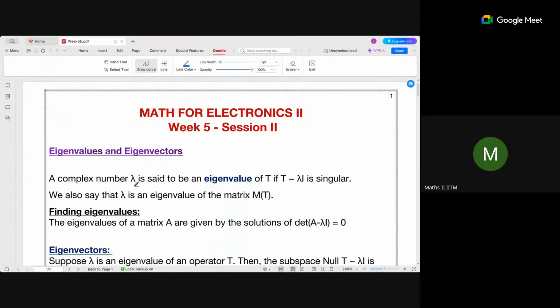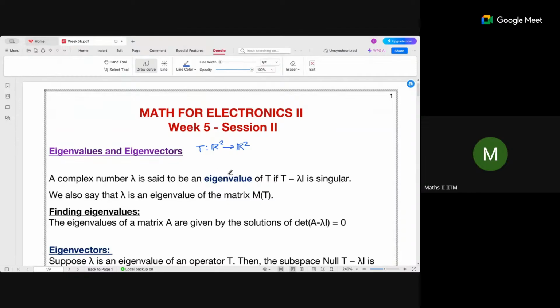Say that a complex number lambda is said to be an eigenvalue of T. So here, for week 5, we are only concerned about transformations from R2 to R2. Or if there are any changes, we will specifically mention them. So we are particularly talking about T from R2 to R2. Now for this, what is an eigenvalue?